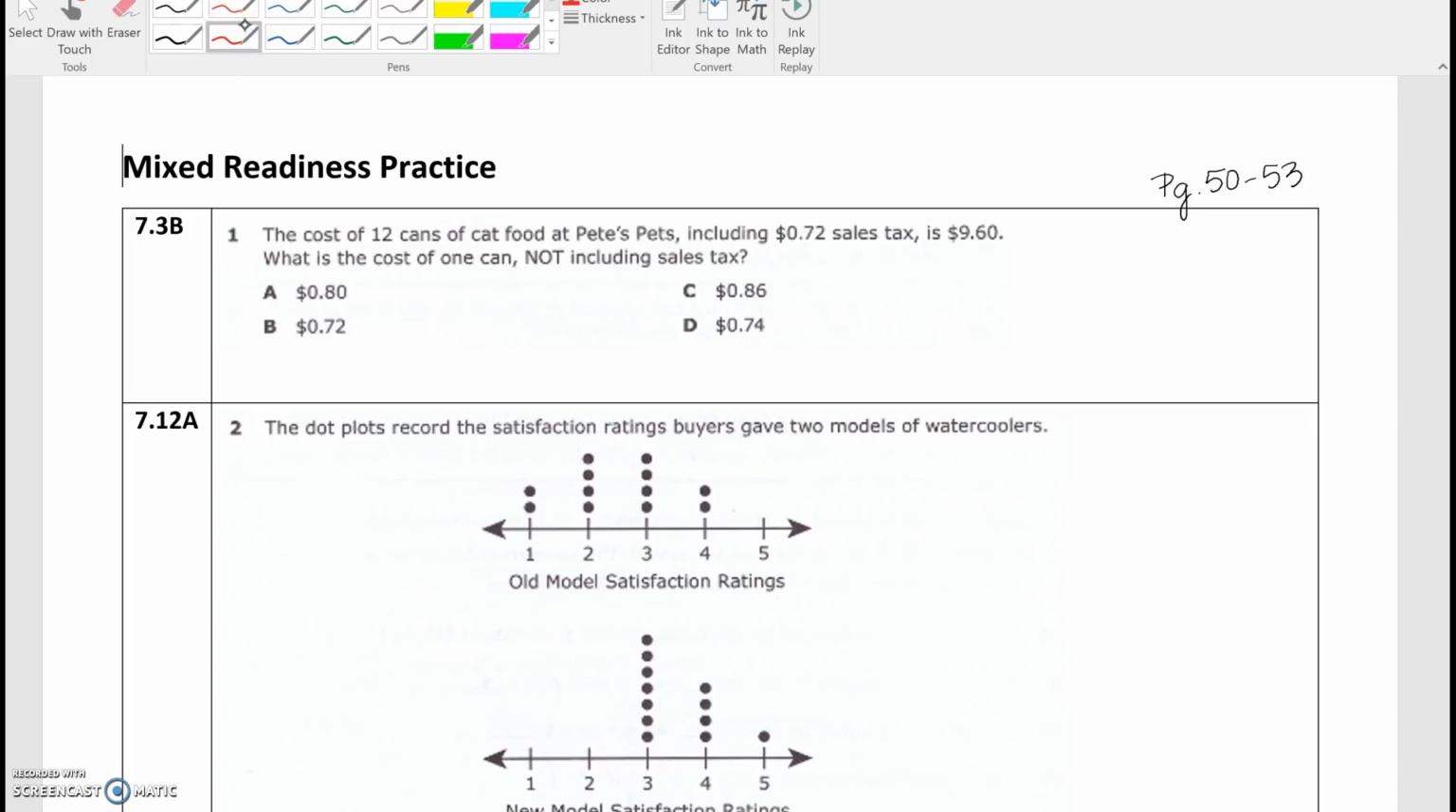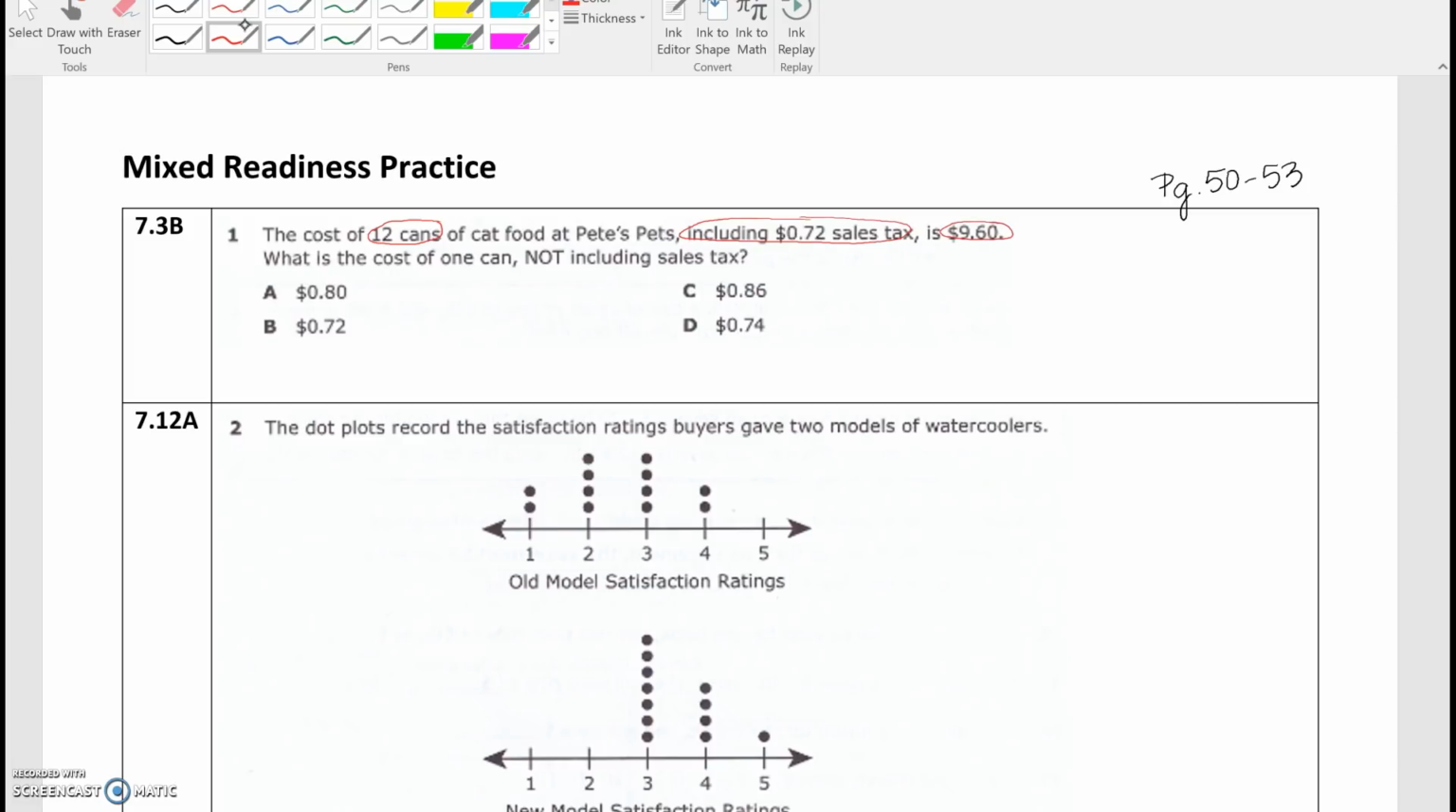All right, so number 1 says the cost of 12 cans of cat food at Pete's Pets, including 72-cent sales tax, is $9.60. What is the cost of 1 can, not including sales tax? Okay, so it says the cost of 12 cans of cat food, including 72-cent sales tax, is $9.60.